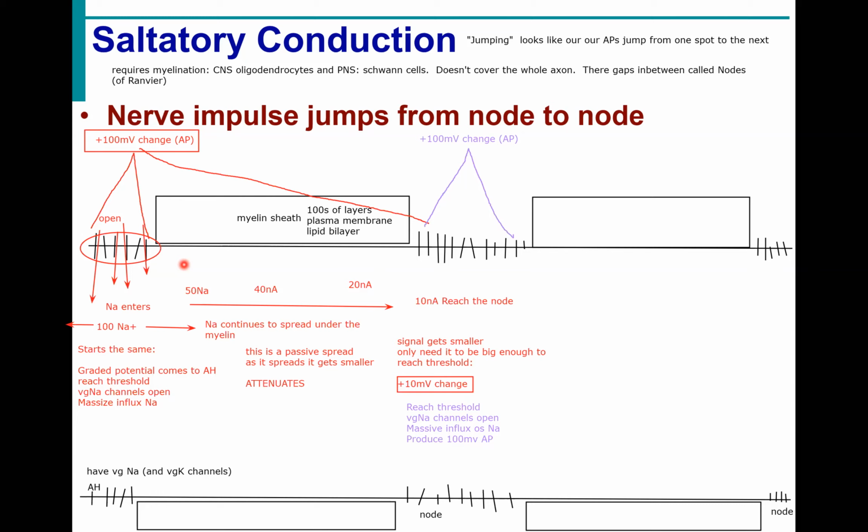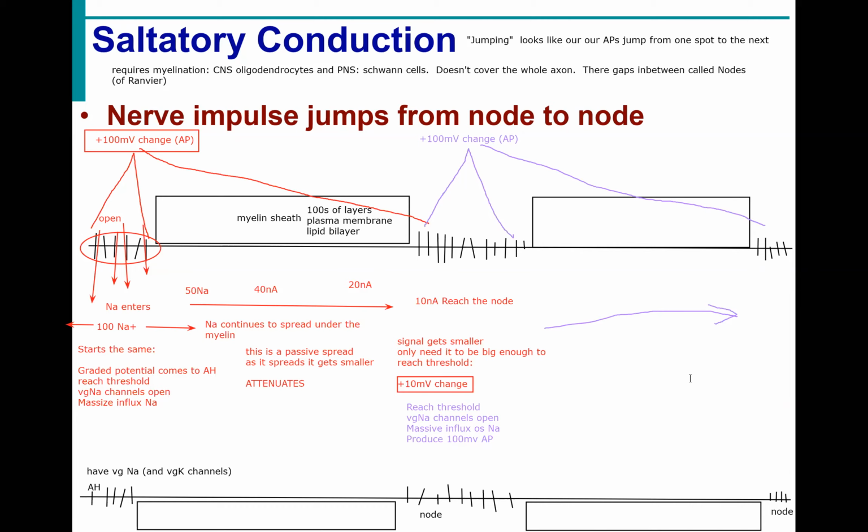And that's great, except for one problem. What if you spread the dominoes out too far? Now the first domino falls, and what happens? It doesn't hit the second one. And the same thing can happen here. This is all great, that yes, it goes much faster as that signal is spreading passively under the myelin.